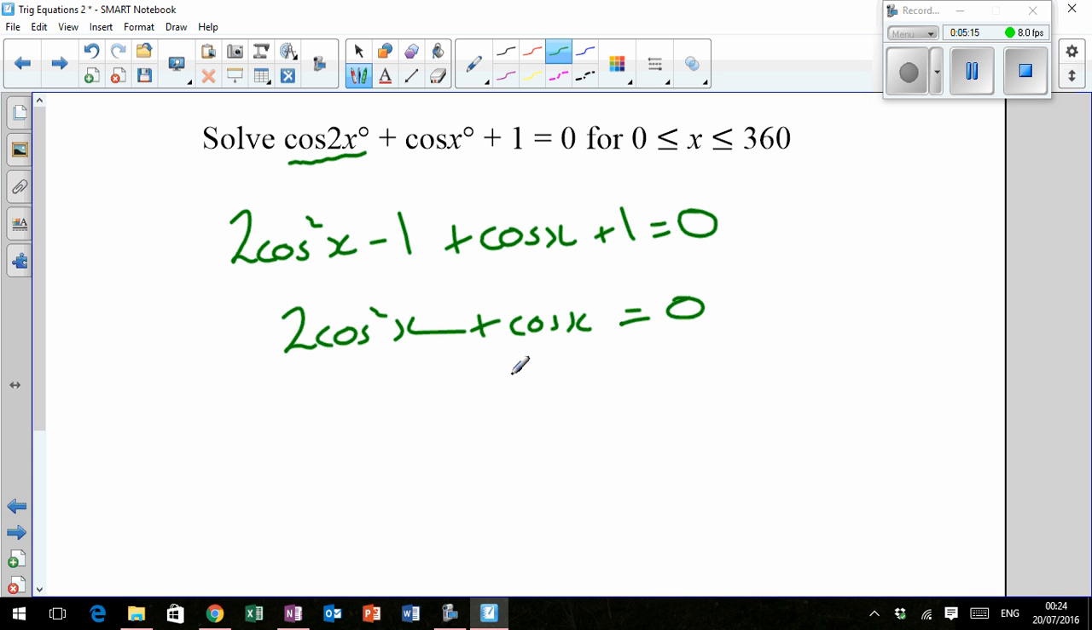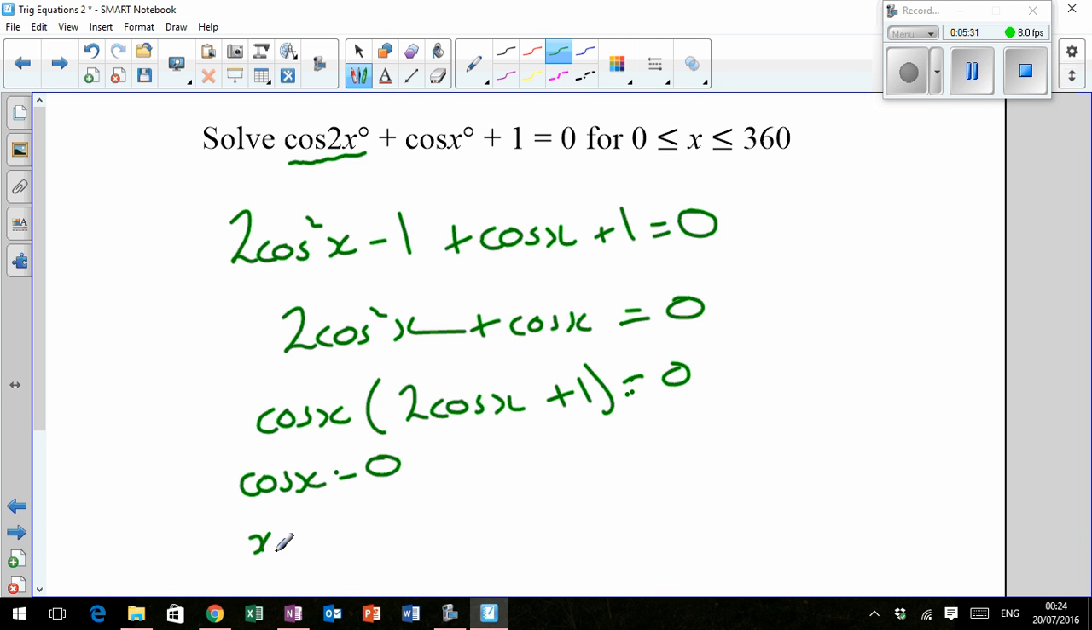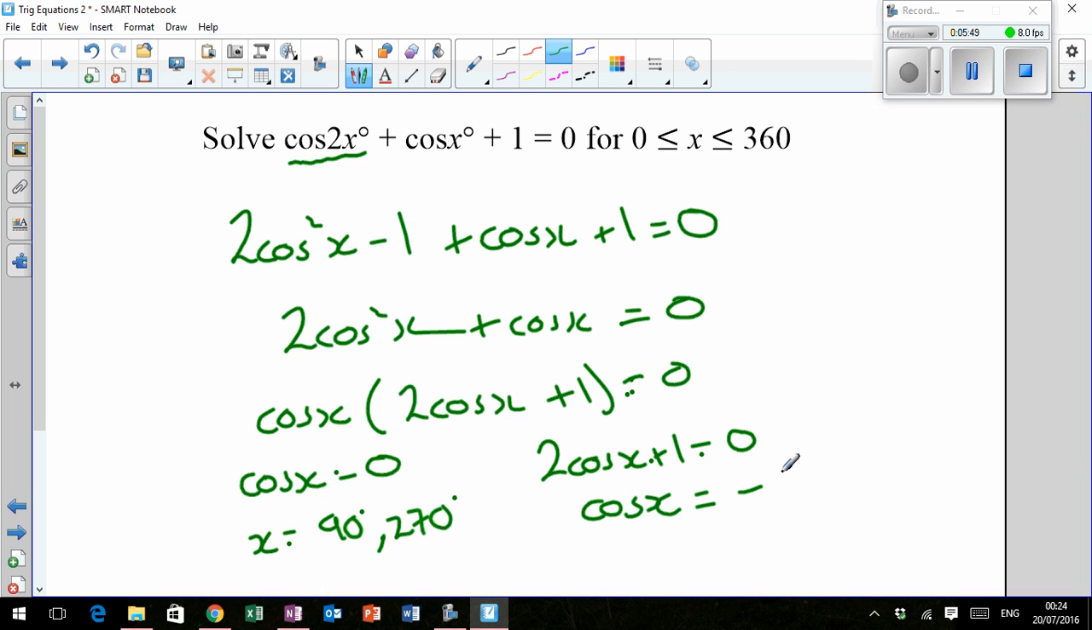And again, we're going to factorise. Cos x comes out as a common factor. So cos x times (2 cos x plus 1). And very similar to the last one, we now just solve each strand. So cos x equals 0, which means x, we know already, is 90 and 270 from the graph from last time. And 2 cos x plus 1 equals 0, so cos x equals negative 1 divided by 2, so negative a half.